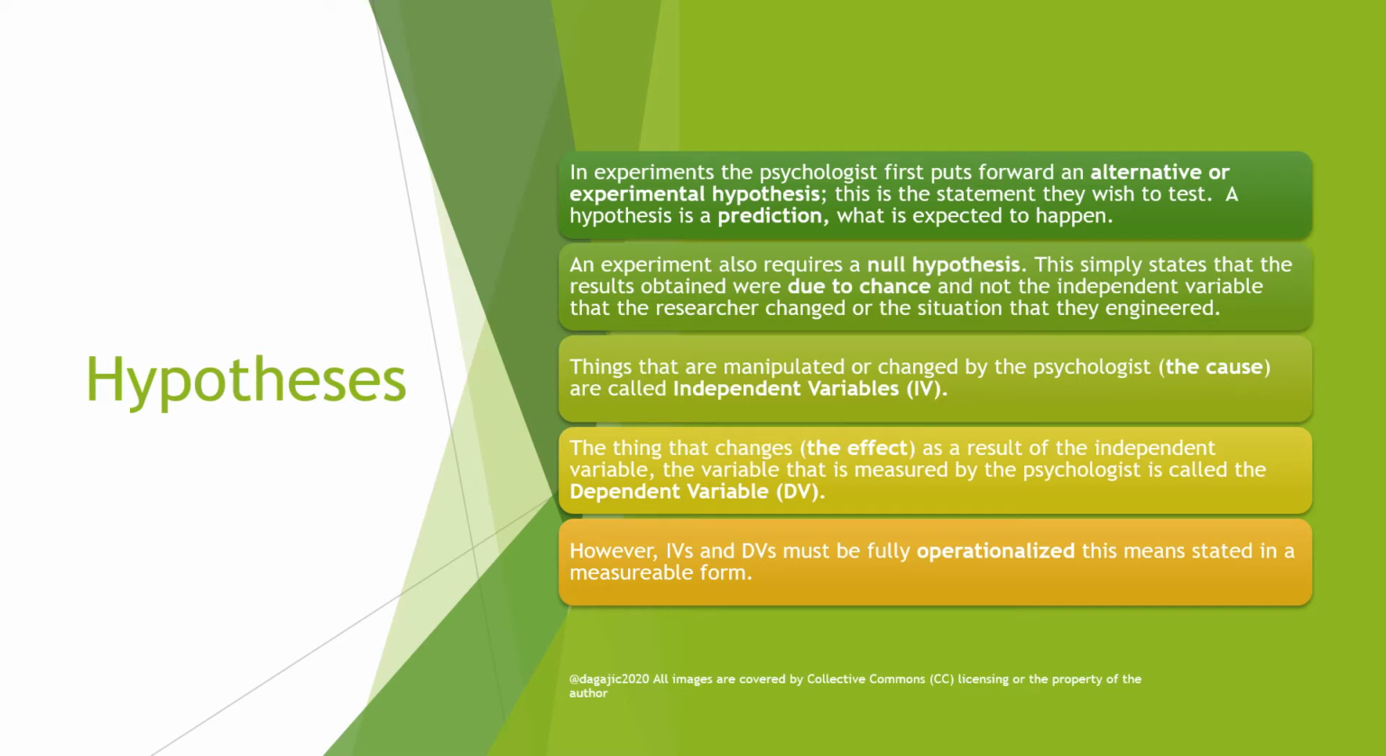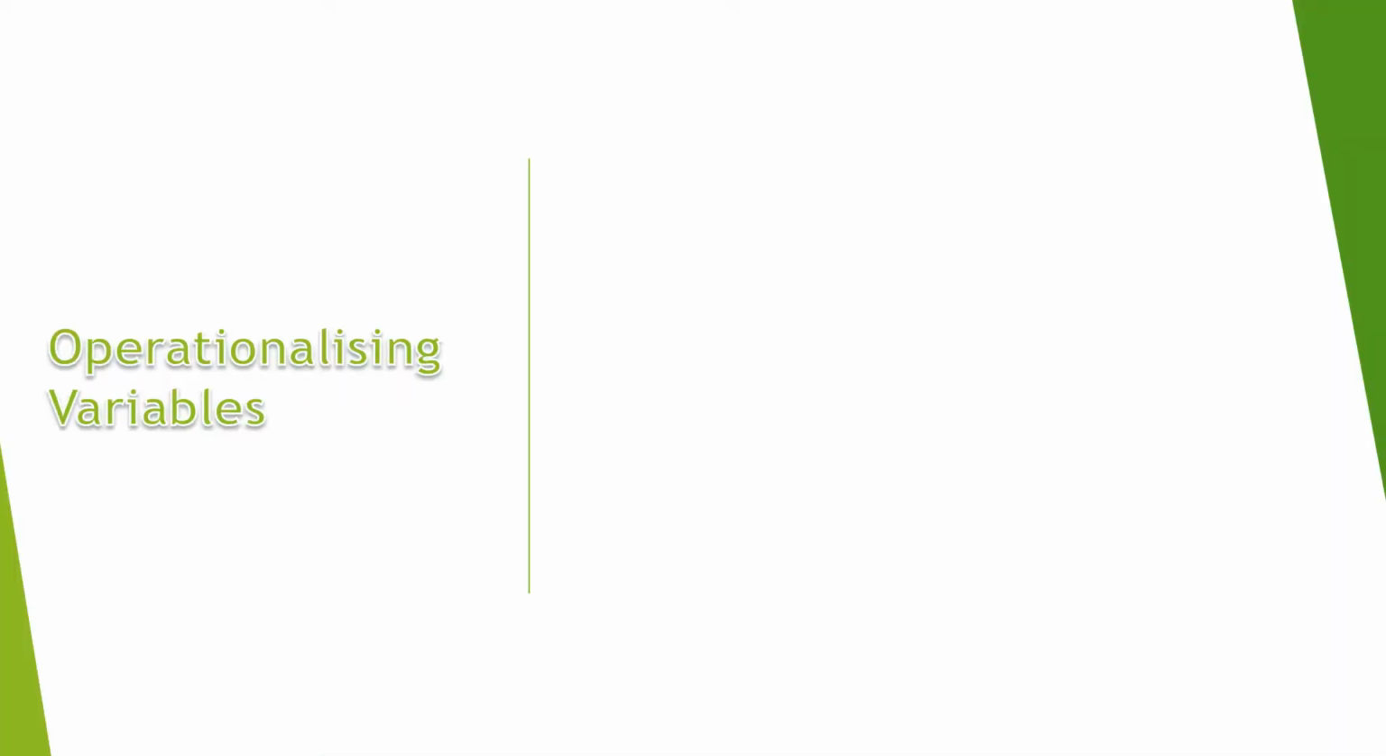Within every hypothesis, there will be an independent variable, the cause, which is the variable that's changed or manipulated by the psychologist. And of course, there'll also be a dependent variable, the DV, the effect, and that's what changes as a result of the manipulation of the IV. IVs and DVs must be fully operationalised in a hypothesis, and all this means is that they're stated in a clearly measurable form. Let's look at an example.